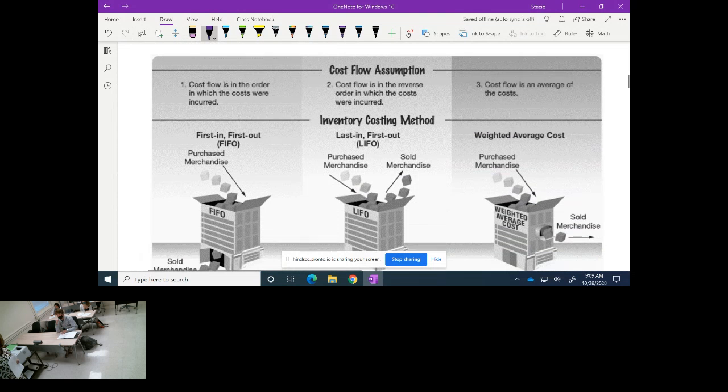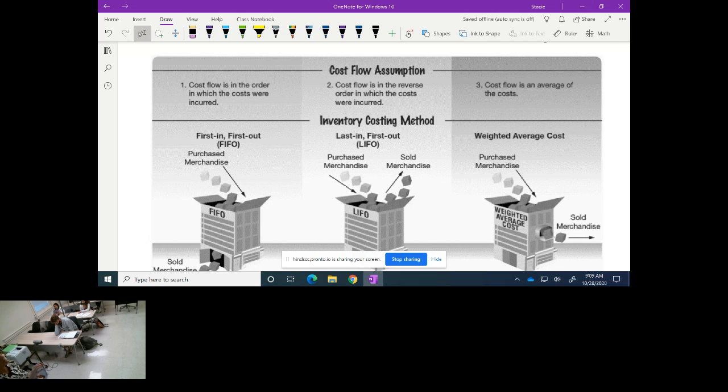Okay, so this picture here is out of your books. Part of the reason I liked it is because sometimes the visual helps you understand things a little bit better than just hearing it. So there are 3 methods that we're going to look at. The first one is called FIFO. That stands for first in, first out. And that's listed right here.